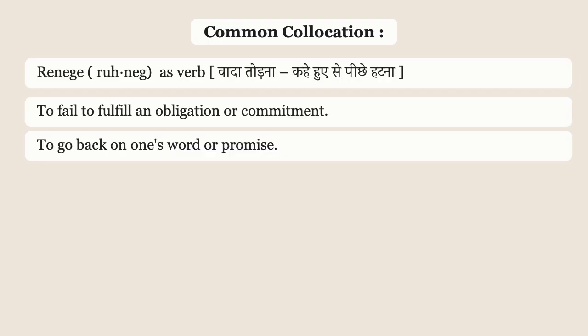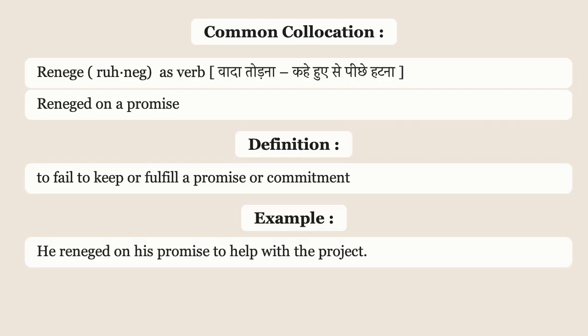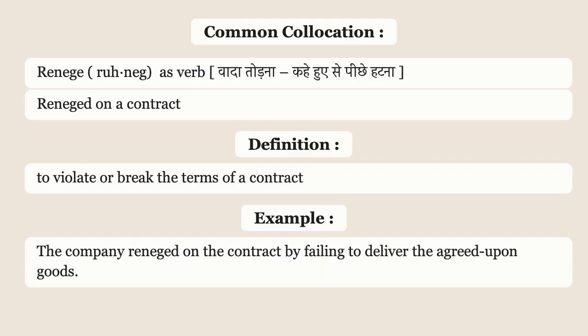Collocation of renege: reneged on a promise. Definition: to fail to keep or fulfill a promise or commitment. Examples: he reneged on his promise to help with the project. Reneged on a contract. Definition: to violate or break the terms of a contract. Examples: the company reneged on the contract by failing to deliver the agreed-upon goods.